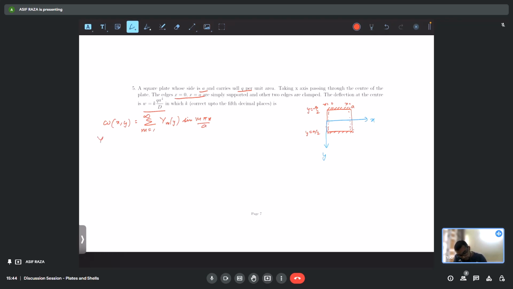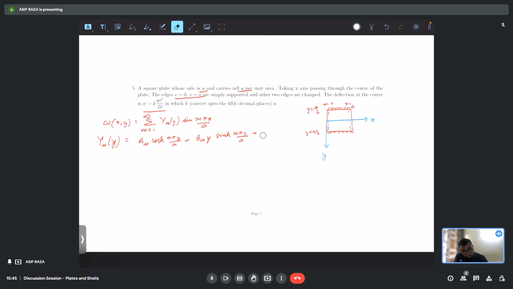Where Y can be written as A_m cos h (m pi y by a) plus B_m y sin h (m pi y by a) plus C, where there is a particular interval.